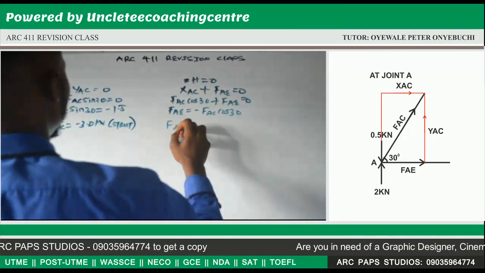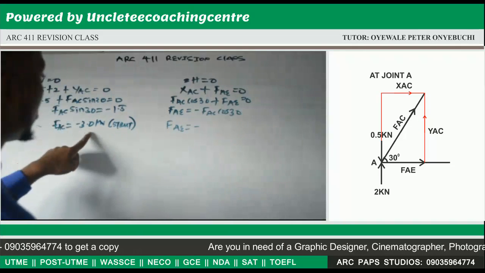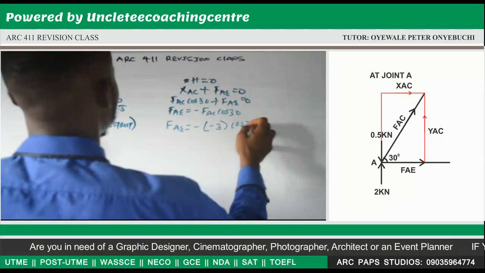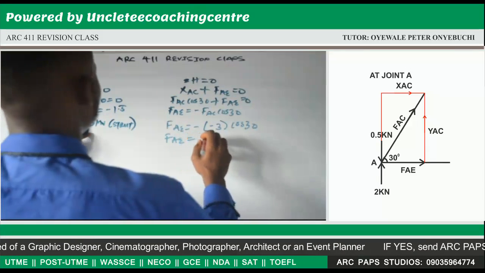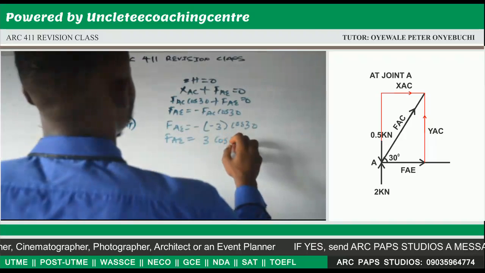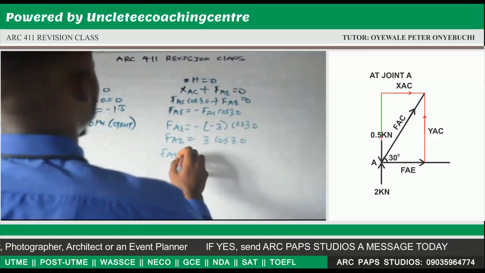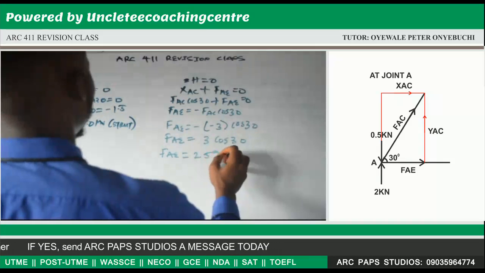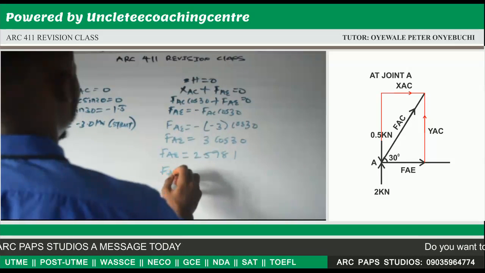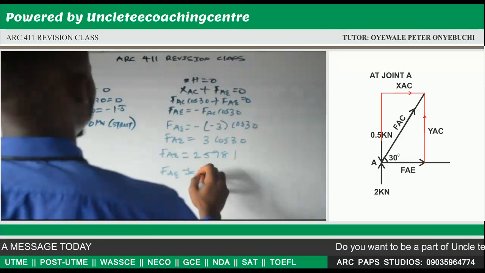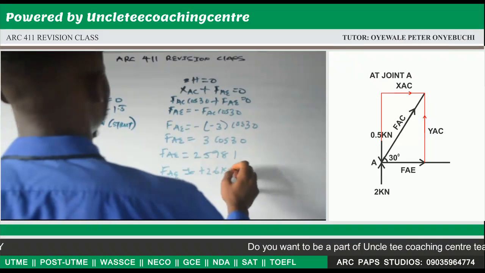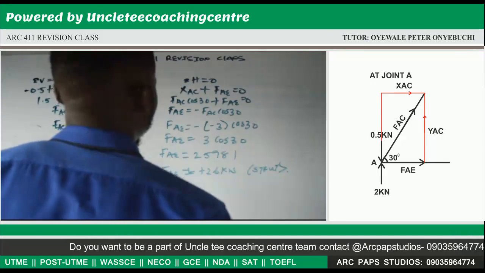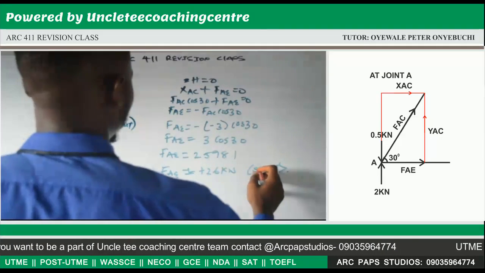Now it means FAE will give us minus, our FAC is minus 3. So this will be minus 3 cos 30. It means our FAE will give us plus 3 multiplied by cos 30. Our FAE will then give us 3 times cos 30, that will give us 2.5981, meaning our FAE is approximately plus 2.6 kilonewton, which is a tie. Sorry, and that is a tie, not a strut.